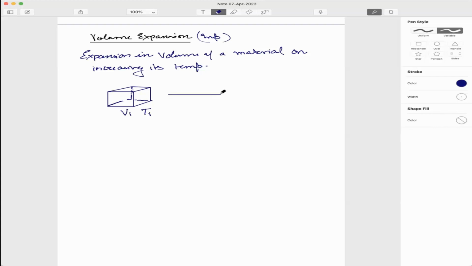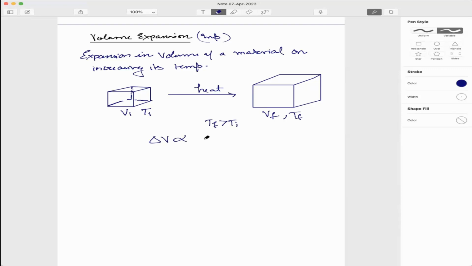Now you give some heat to it, such that the volume gets expanded. That is the final V, and the temperature is Tf, such that Tf is greater than Ti. So again, similar to the other two expansions, delta V is directly proportional to delta T, and delta V is directly proportional to the initial volume. So delta V comes out to be gamma V delta T.